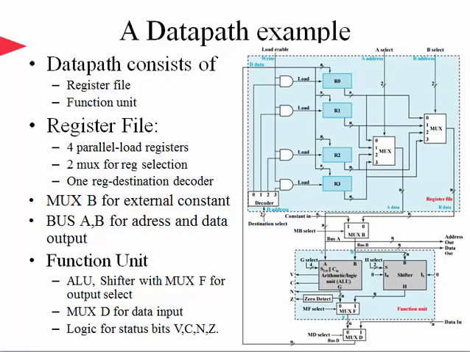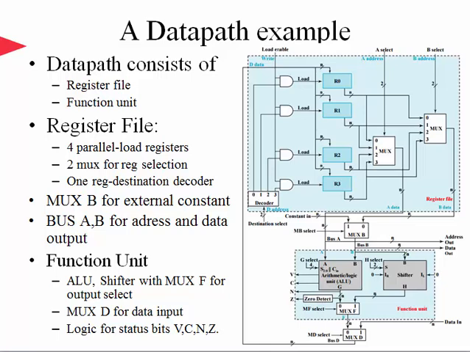It is best to consider the datapath through an example, and this slide shows a datapath example, which consists of a register file and a function unit. A register file contains 4 parallel load registers named R0, R1, R2, and R3, and 2 multiplexers for register selections. These are named A select and B select. There is also a decoder to select the destination register. Multiplexer B, or mux B, is used for external constant input, and bus A and B can be used for address and data output. That's going to be clear when we discuss the control unit. So don't worry about it right now.